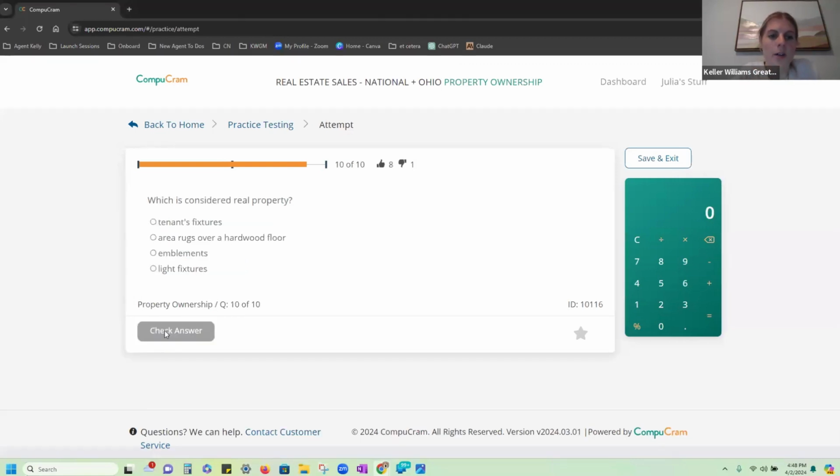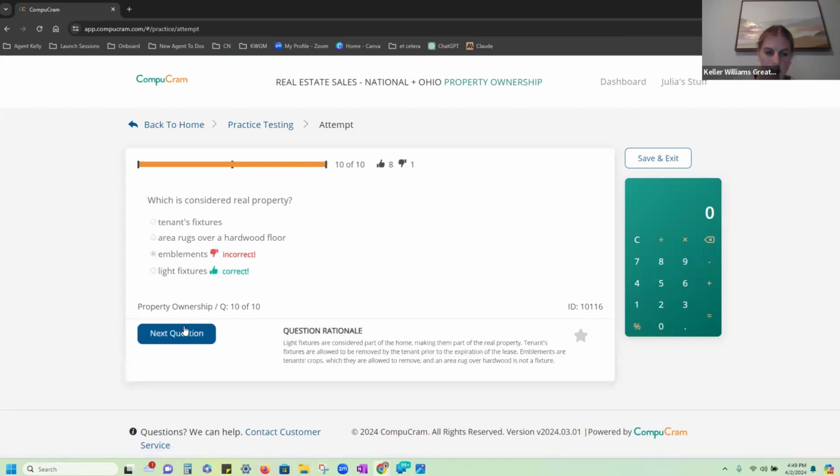All right. Which is considered real property? A, tenants' fixtures, B, area rugs over a hardwood floor, C, implements, or D, light fixtures. So which is considered real property? I'm trying to trick you on this one. Okay, we have a few answers. All right, well, let's see. C came first. And it is D. So light fixtures are considered real property.